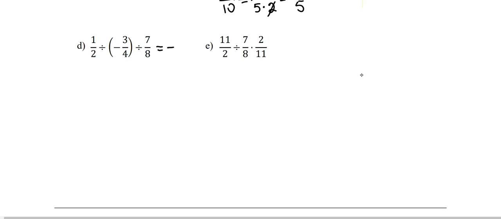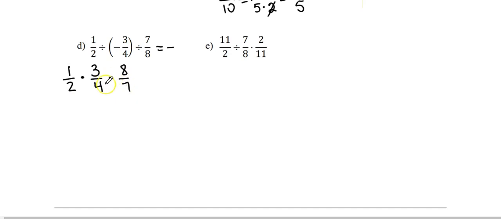So let's go ahead and rewrite this as a multiplication. So we have 1 over 2 times 3 over 4 times 8 over 7. Because every time you divide, you're going to flip the fraction. The only one that stays intact is the first fraction. Everything else gets to be a reciprocal. So let's see what we have. We have 1, 3, and 8 in the numerator on top. We have 2, 4, 7 on the bottom.